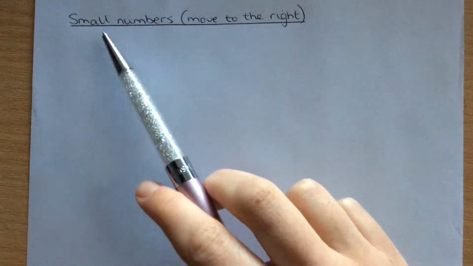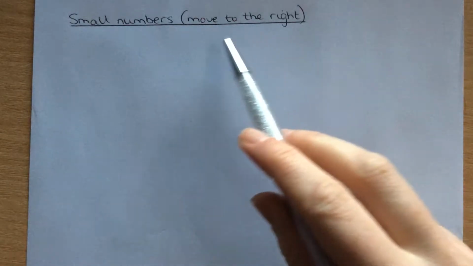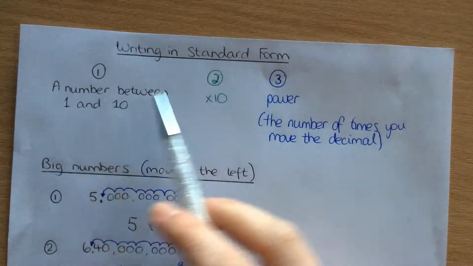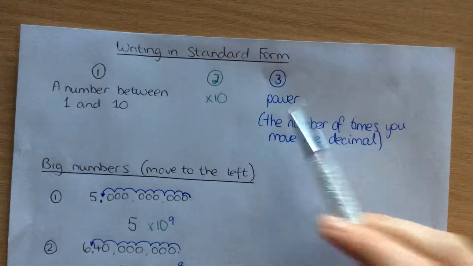Task 2 is writing small numbers in standard form. So this time we're going to move to the right. We're using the same process as before. Step 1, a number between 1 and 10. Step 2, times by 10. And step 3 is the power.